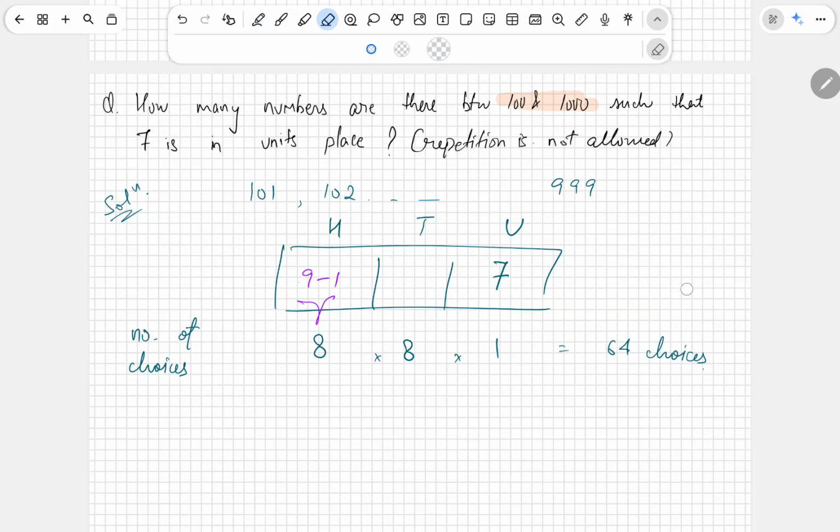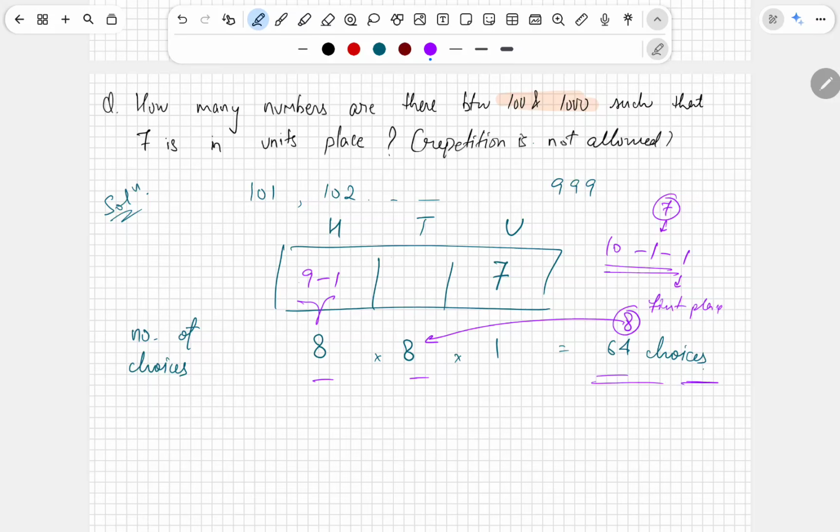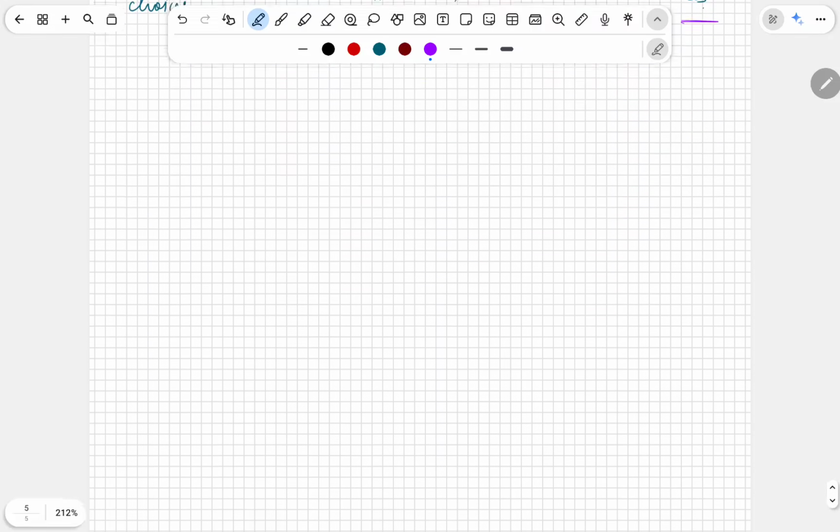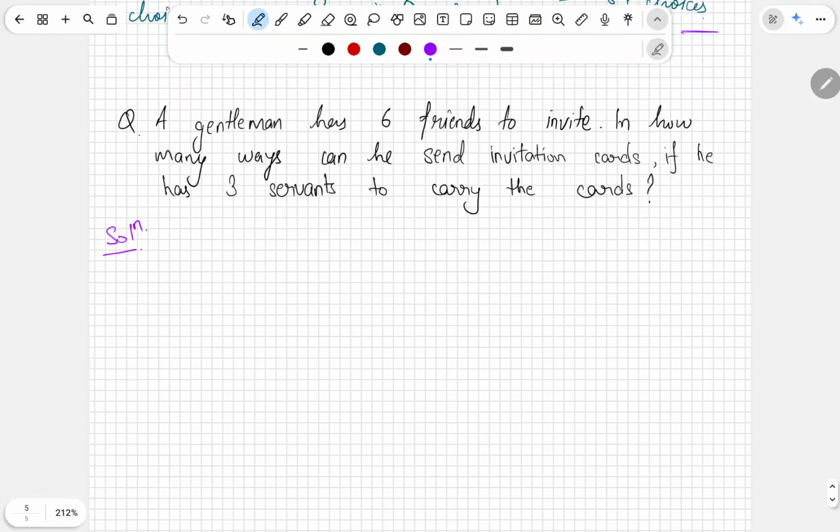Now out of 10, 7 is gone, and one more digit is gone, which is present at the first place. So out of 10, 2 digits are gone, that is 8. So I wrote 8 over here. 8 into 8 gave me 64 choices. I hope it was clear. Else watch it again. It will become much clearer. Let's move forward. Okay, let's read the next question.